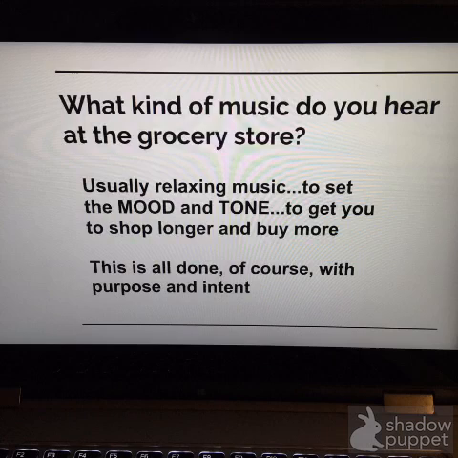So let's think about what kind of music we hear at the grocery store. Usually it's relaxing music, right? To set the mood and tone and to get you to shop longer and ultimately buy more. And this as well is all done, of course, with purpose and intent.